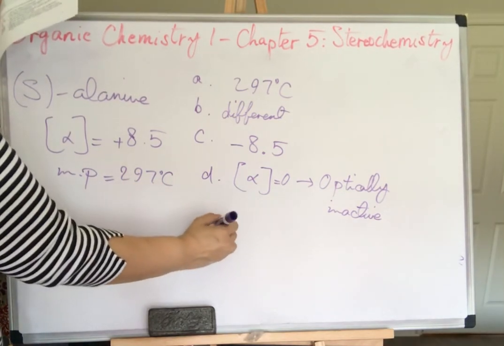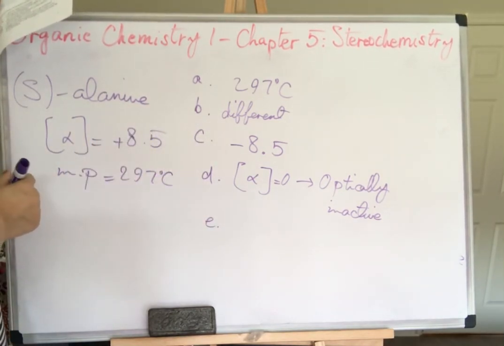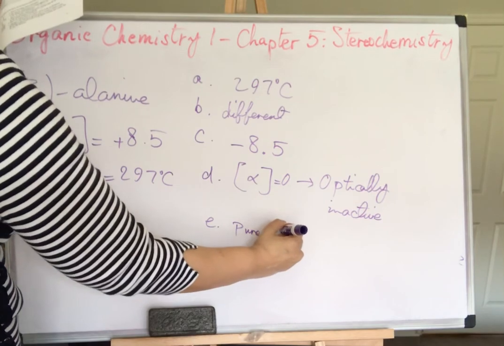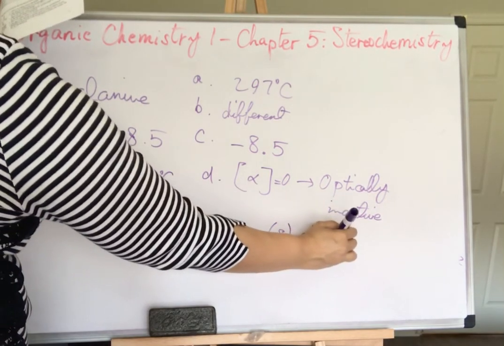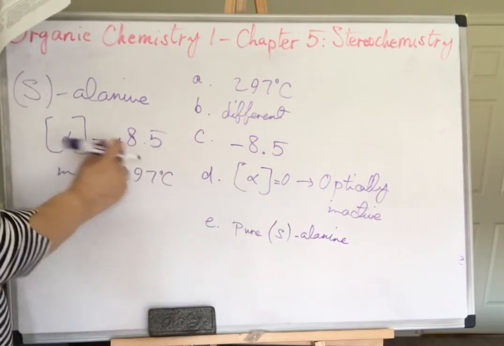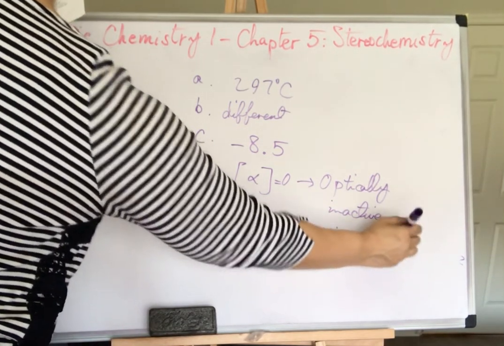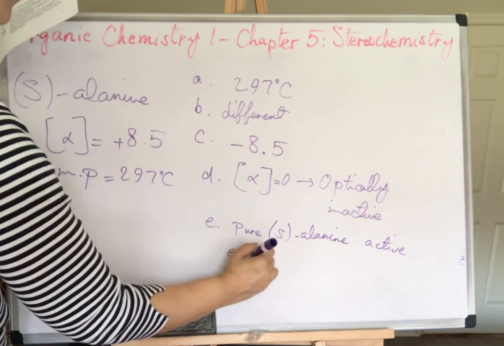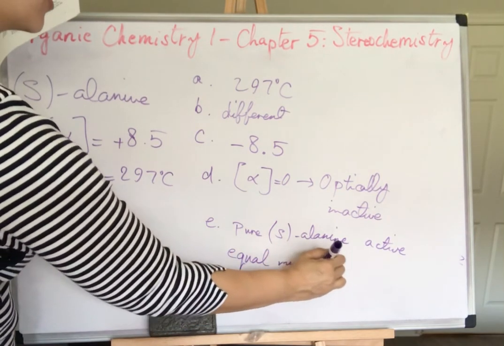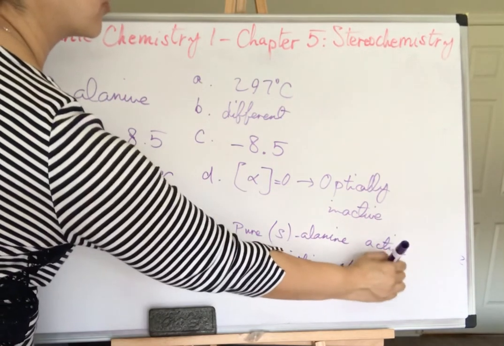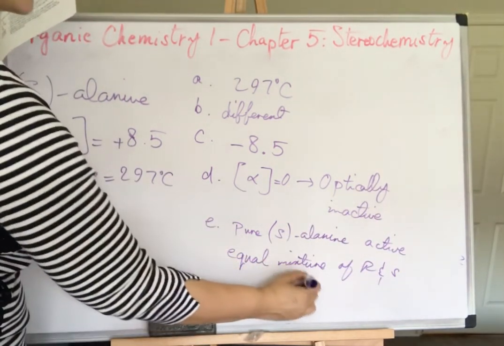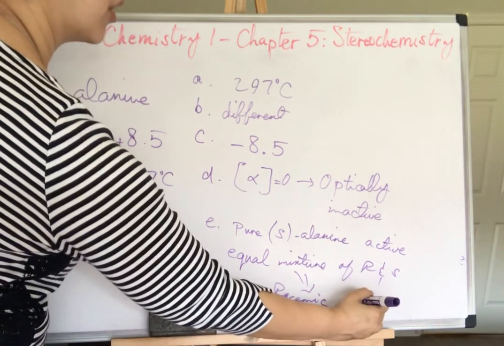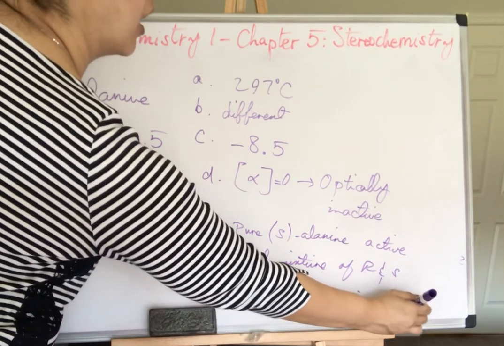And finally, label each of the following as optically active or inactive. A solution of pure S-alanine. We just saw the rotation is 8.5, so this is active. An equal mixture of R and S. What did we just say about that? That would be a racemic mixture, right? So it would be optically inactive.